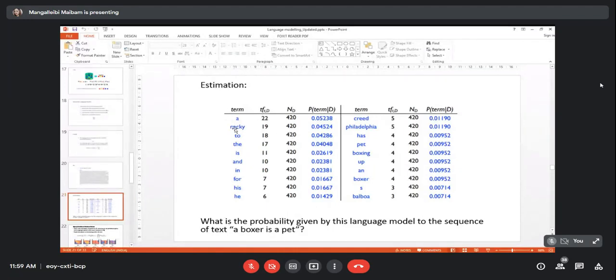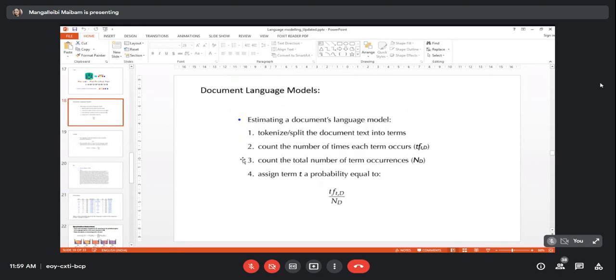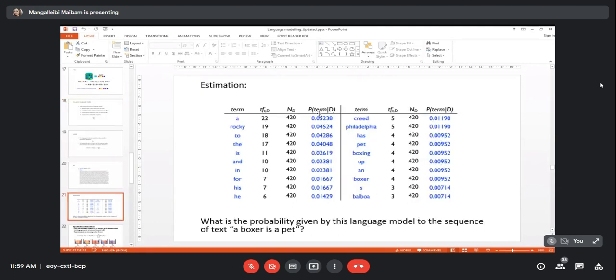Term frequency means how many times this particular term occurred in the collection. And this is 420, N is nothing but the total number of term occurrences. So it is given here according to this plot: A occurred 22 times, Rocky occurred 19 times, 2 occurred 18 times, respectively. I have calculated the corresponding probabilities also.